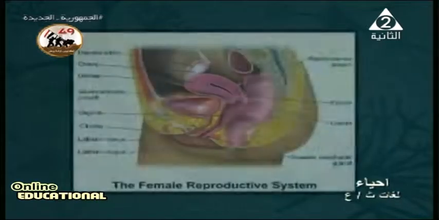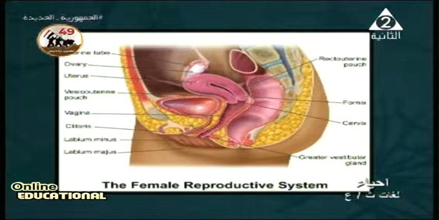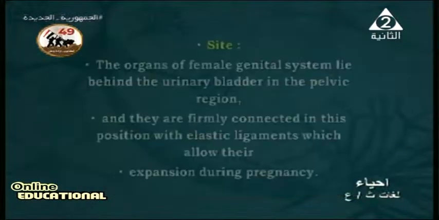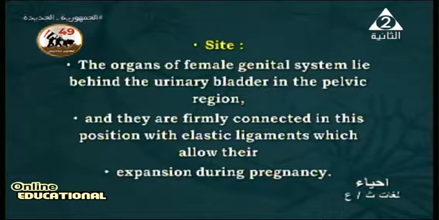This is the ventral view of the female reproductive organ. Now let us describe the position of the organs. The organs of the female genital system are found behind the urinary bladder in the pelvic region. They are connected with elastic ligaments that allow their expansion during pregnancy. This means that the uterus is connected with elastic ligaments.